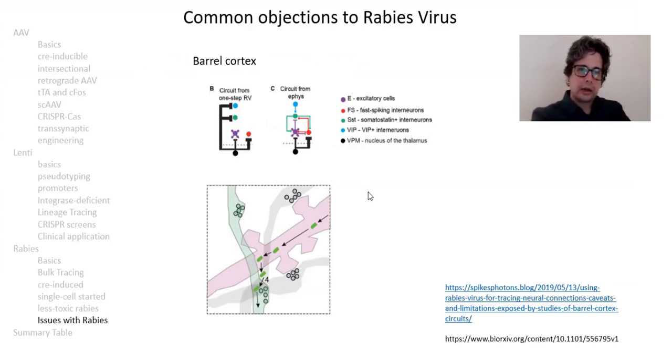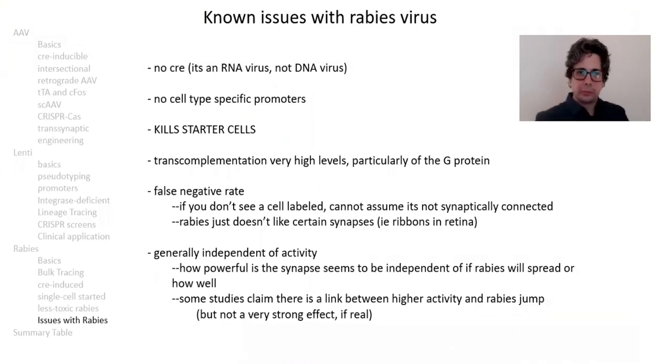And so I think a lot of this has to do with downsides of rabies, which are well known, and some may or may not be unique to that system. And in particular, these are known issues with rabies that people should know before using it. One is that you can't use Cre with it. It's an RNA virus, so recombinases don't work. No cell types or promoters. It kills the starter cells, which is a big problem. You need to transcomplement at very high levels, like your AAV expressing the TVA and G has to be a very good one. And usually this is a problem where people are not able to do that very well. Like their virus is not good, or their strategy is not labeling cells well enough, or so forth.